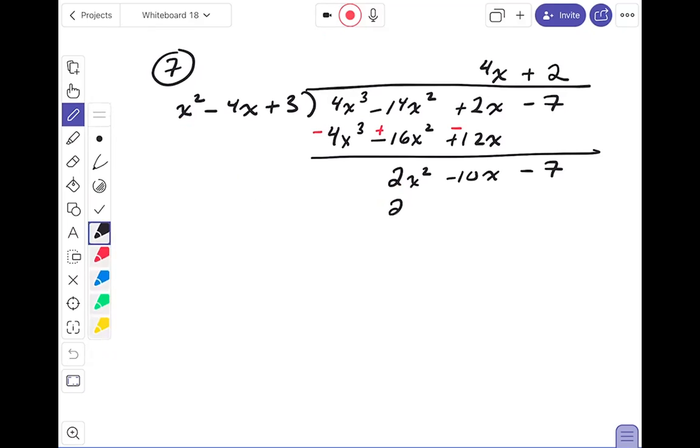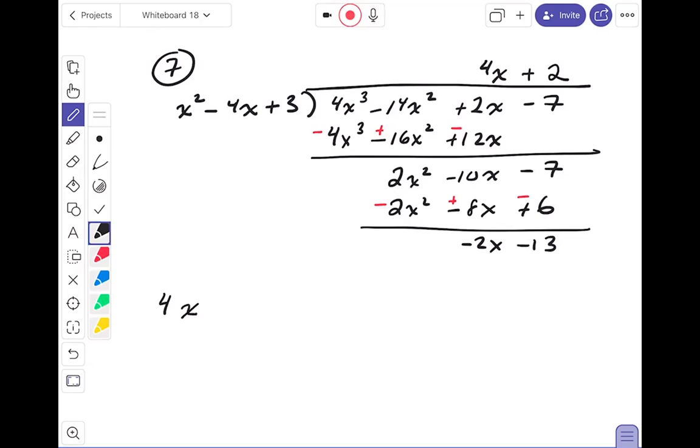What do you get? 2x squared minus 8x plus 6. Let's change our signs and combine. And what do you get there? Minus 2x minus 13. All right, let me write the answer down. I'm going to write a variety of answers down, but I'm going to put the simplest one down: 4x plus 2 plus something I didn't finish. I didn't finish dividing 2x minus 13 by x squared minus 4x plus 3.